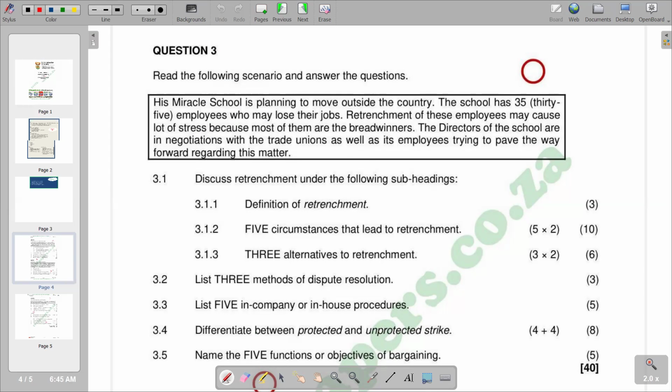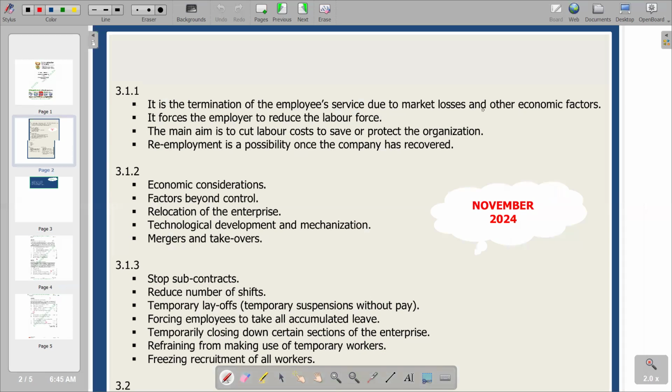We also have a description in another section of retrenchment, whereby we are saying it is the termination of the employee's service due to market losses and other economic factors. It then forces the employer to reduce the labor force. Obviously, there is a reason of market losses being suffered by businesses and other negative economic factors that lead the employers to reduce the labor force.